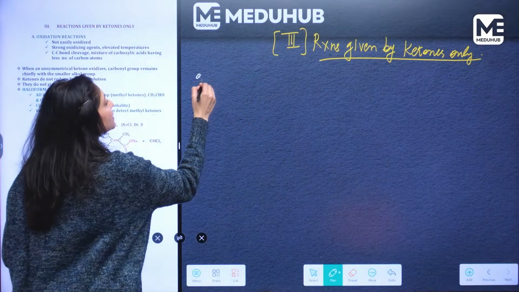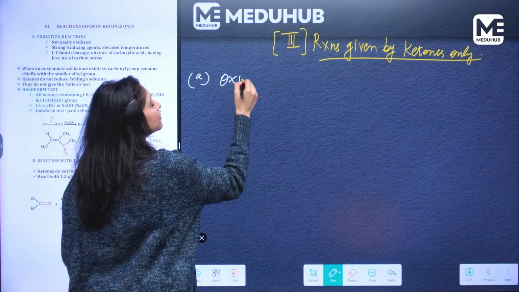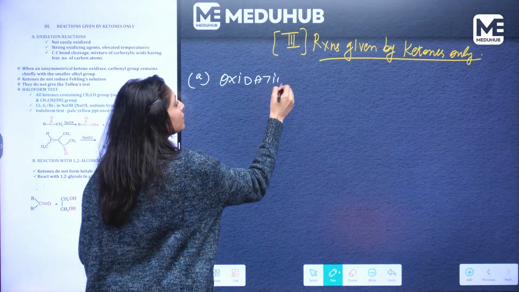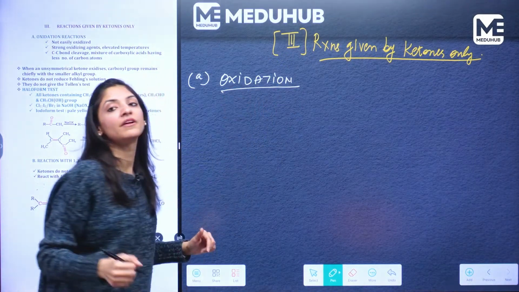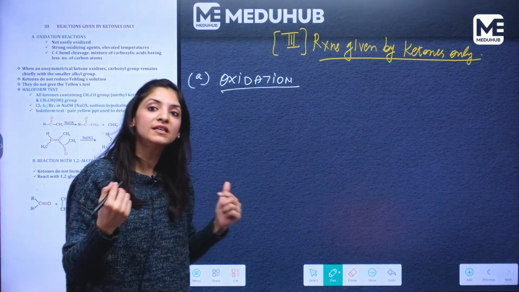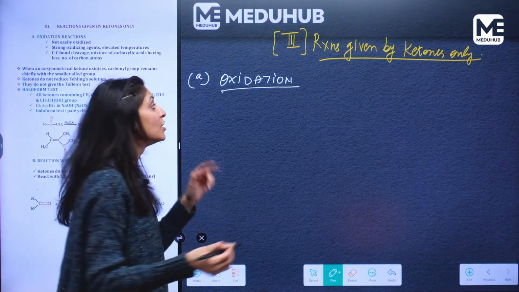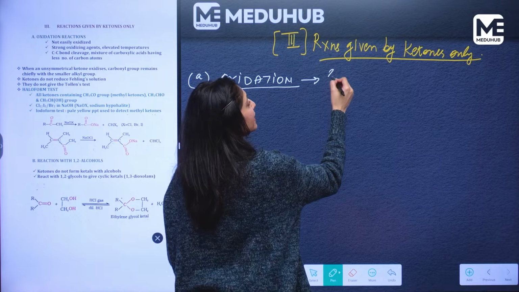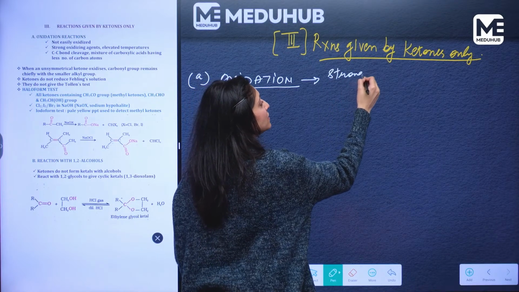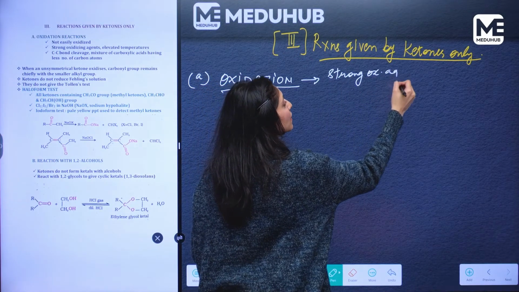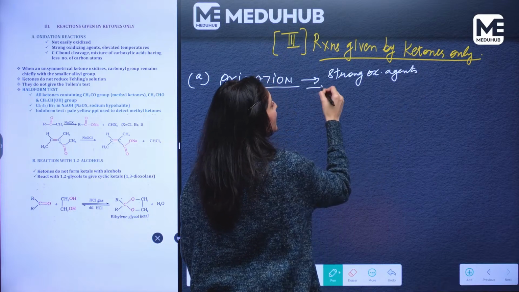When we talk about oxidation here, ketones are very difficult to oxidize. They are not easily oxidized to carboxylic acids. So you need drastic conditions like very strong oxidizing agents and elevated temperatures.